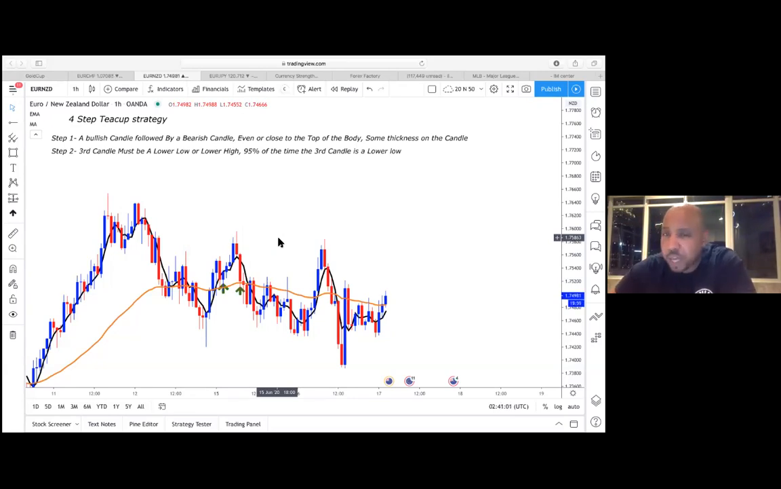Is it registering with you guys? Is it coming along? Because remember, the strategy, guys, is in the first 3 candles. The whole strategy is in the first 3 candles, and I'm going to show you.